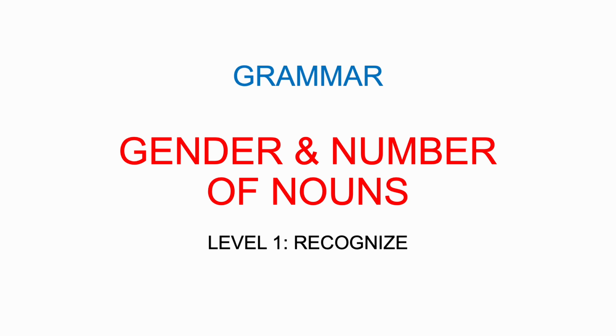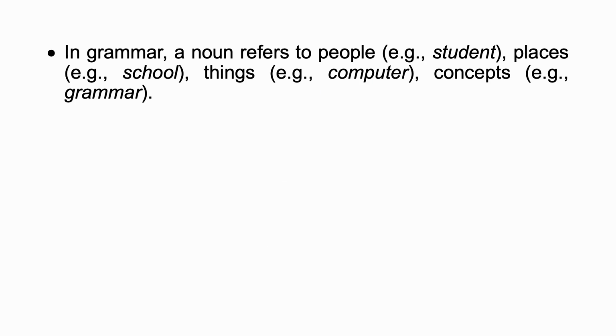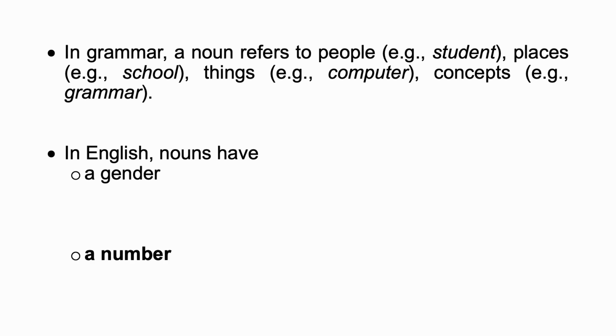So by the end of this presentation, you should be able to recognize the numbers of French nouns as well as the gender of a couple nouns. So first of all, what is a noun? In grammar, a noun refers to people, for instance, student, places, for instance, school, things, for instance, computer, or concepts, for instance, grammar. In English, nouns have a gender and a number.